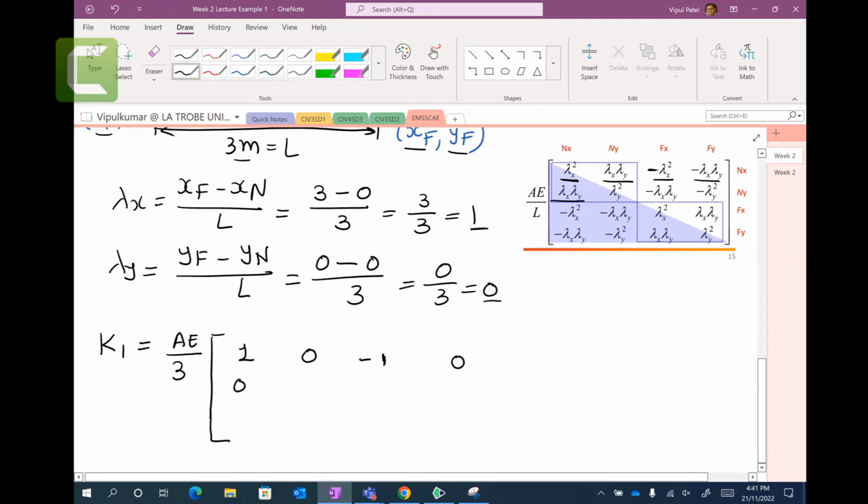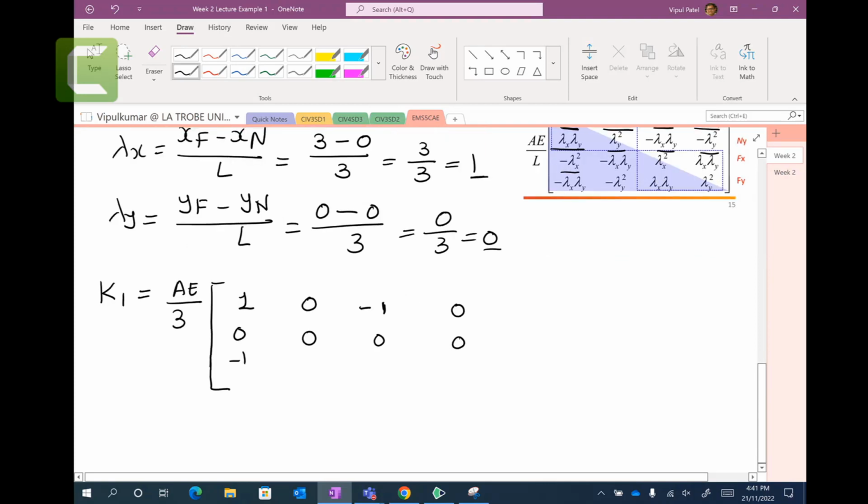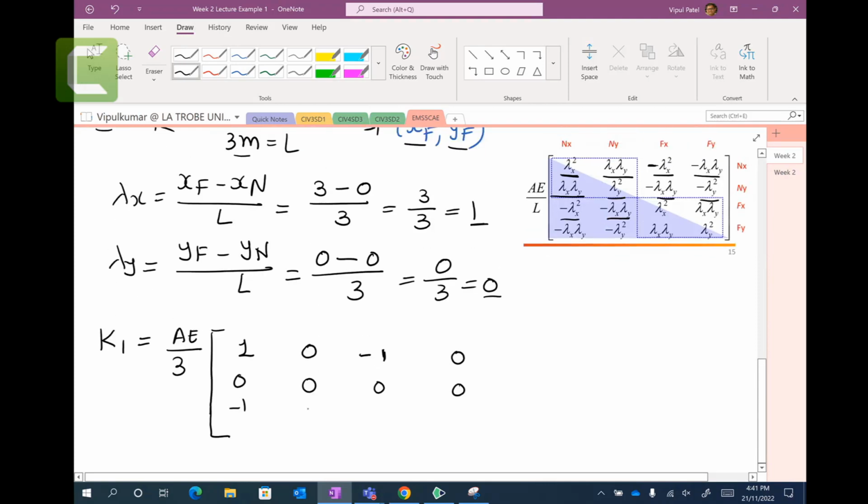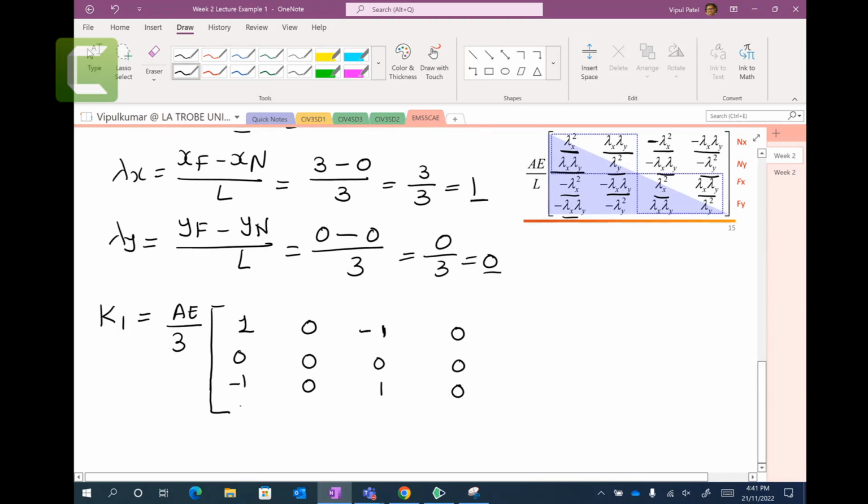This one is 0 because lambda y is 0. Lambda y square is 0. Lambda x square minus 1, this one is 0 because lambda y is 0. This one is 1, this one is 0. This one is 0, this one is 0, this one is 0.